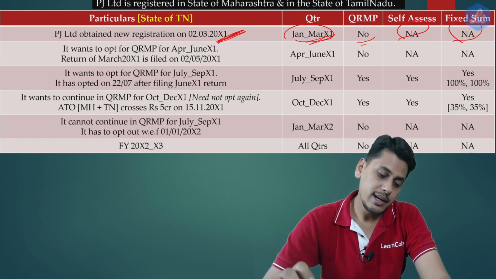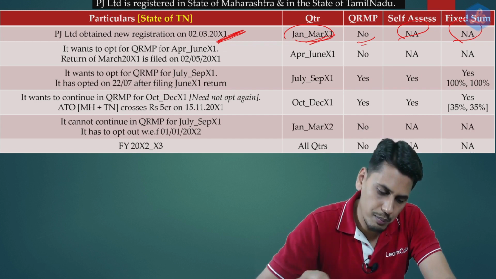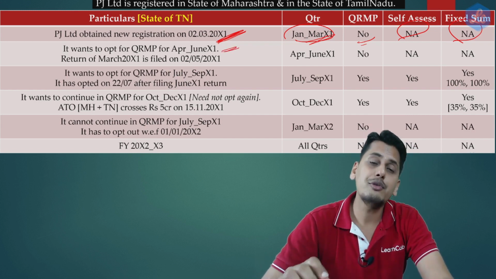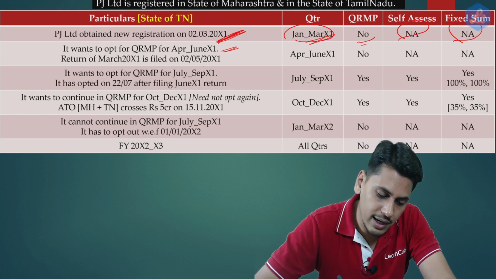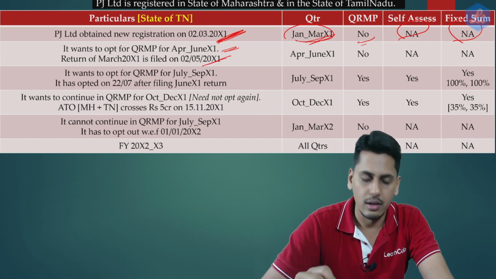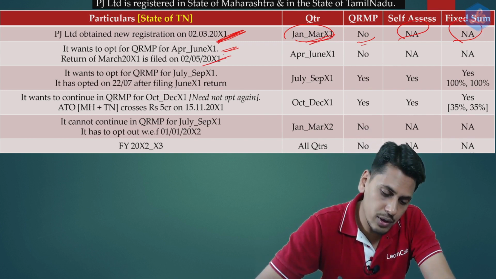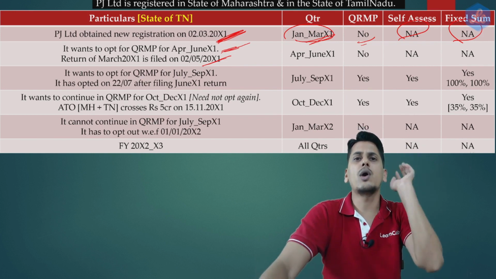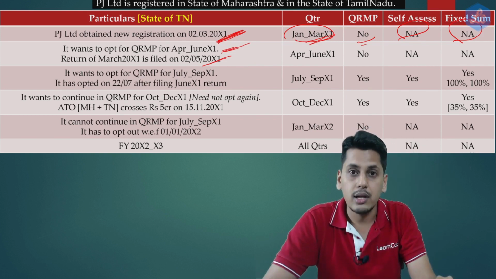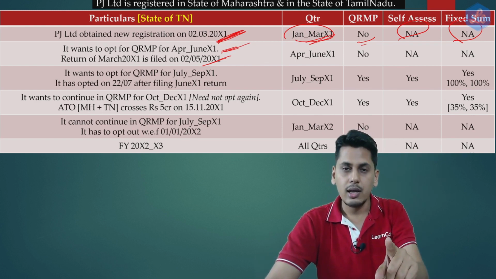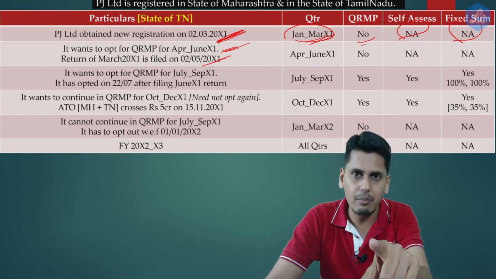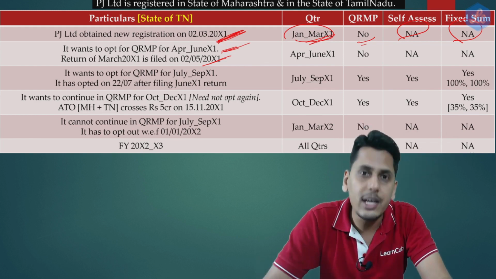Next one, it wants to opt for QRMP for April to June. Return for the month of March is filed on 2nd of May. Very important data. Now friends, it wants to opt for QRMP for April to June. For April to June, what is the cutoff time? For April to June, the cutoff time is 30th of April. So if you want to opt for QRMP for the quarter April to June, you have to opt before 30th of April. But if you can remember, there was a condition.